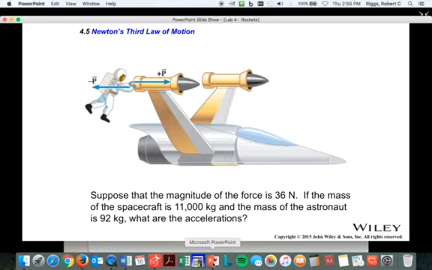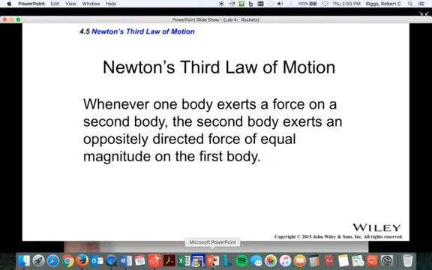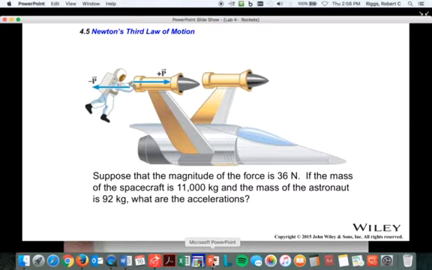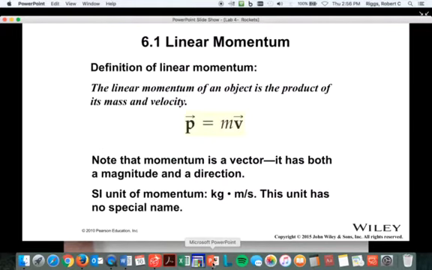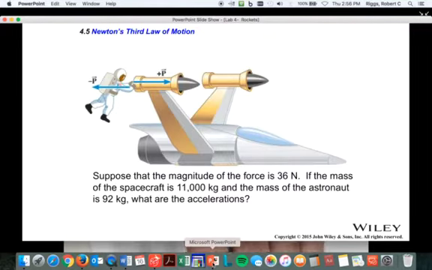Suppose that the magnitude of the force is 36 newtons. If the mass of the spacecraft is 11,000 kilograms and the mass of the astronaut is 92 kilograms, what are the accelerations? First of all, Newton's third law: whenever one body exerts a force on a second body, the second body exerts an oppositely directed force of equal magnitude on the first body. How would we find those accelerations? I'll do it real fast.